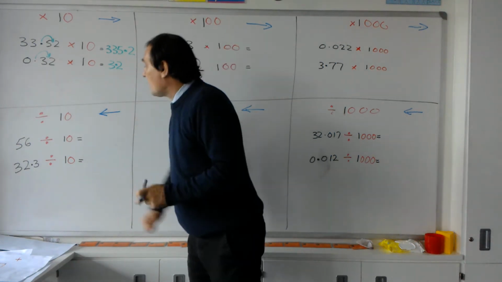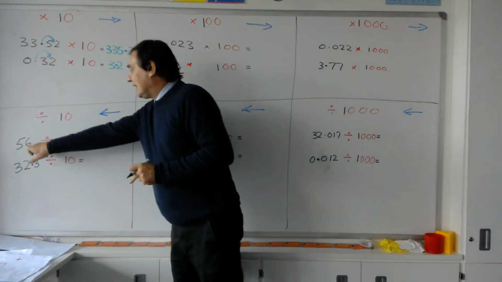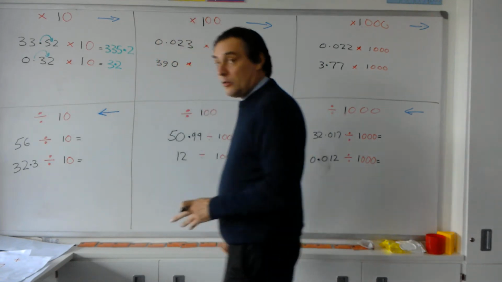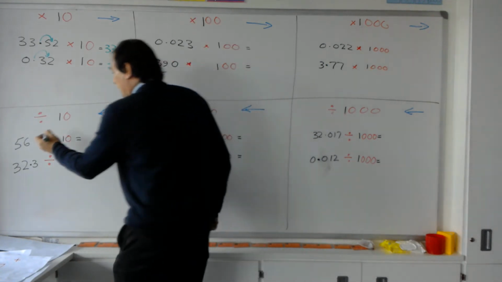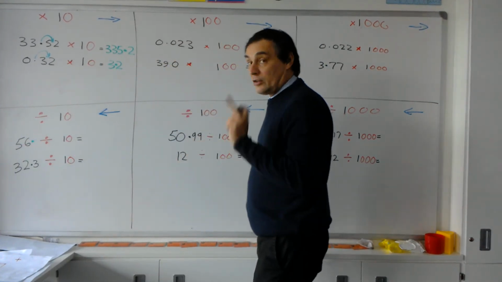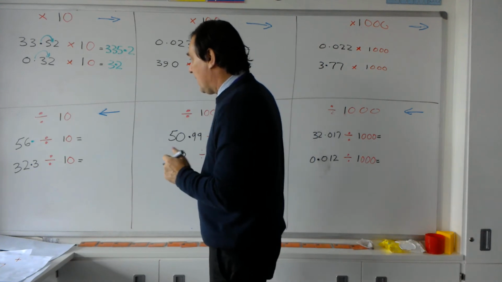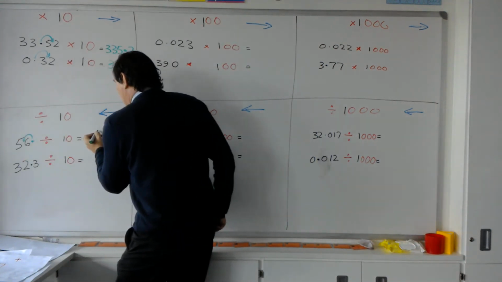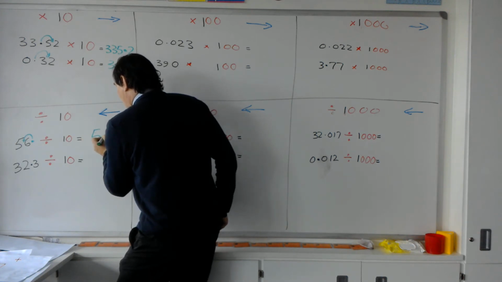Right, so I've got 56 here. I don't have a decimal point in the number, so I've got to put it on the end. It's only if I don't have a decimal point that I've got to put it on the end. So I'm going to move this decimal point one place to the left. It's going to end up there, leaving my answer being 5.6.